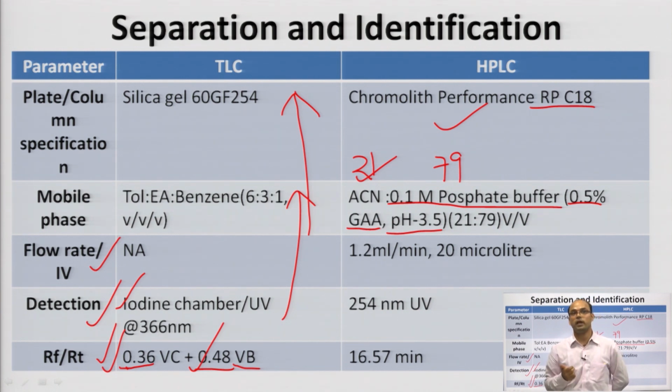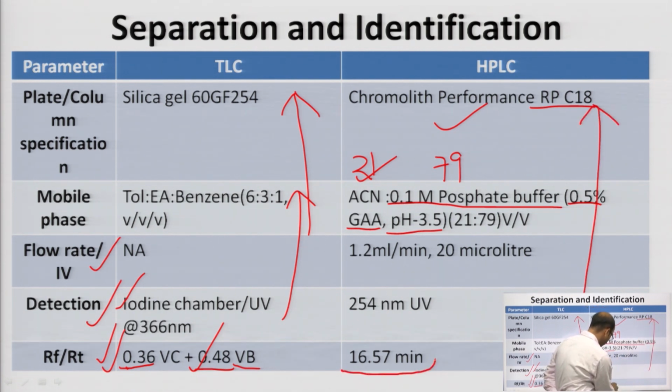The flow rate we maintained through the column is 1.2 ml per minute, and a 20 microliter injection was injected in the HPLC. The detector of the HPLC machine was set at 254 nanometer, and a UV detector is used for this particular analysis. Under these conditions we got the retention time for our Vinca alkaloid at 16.57 minutes.